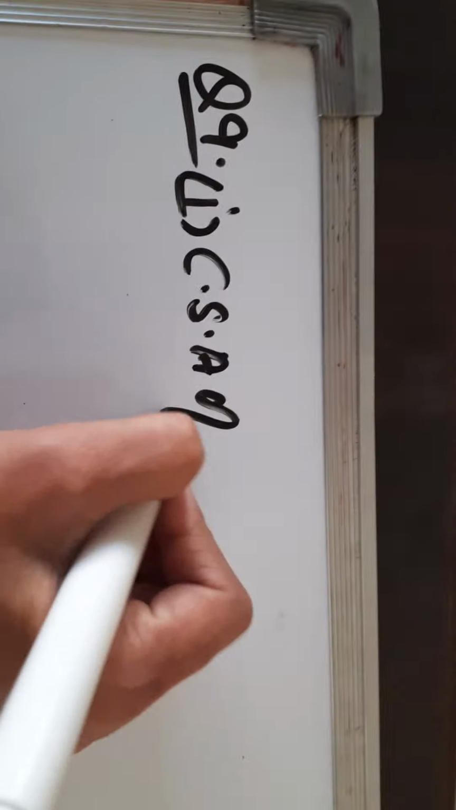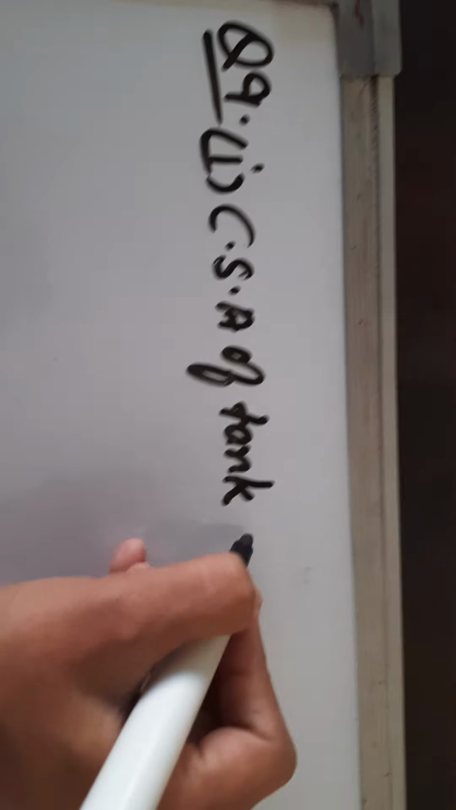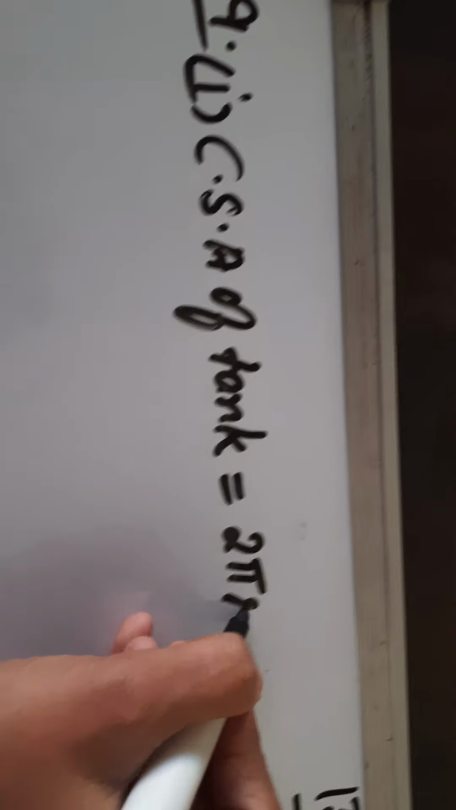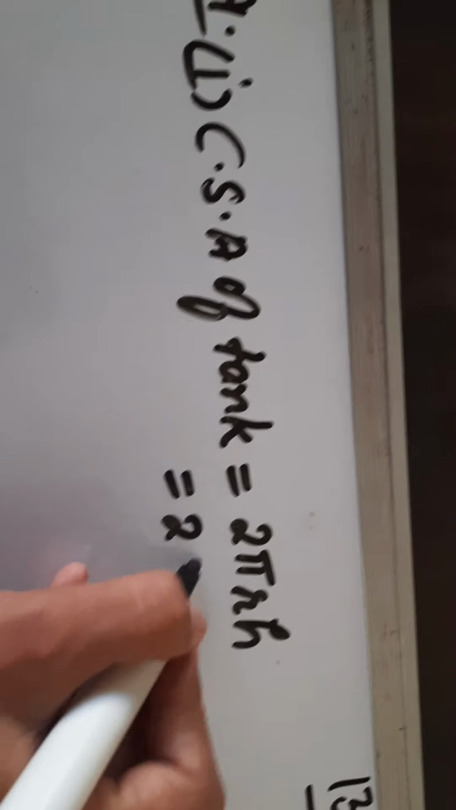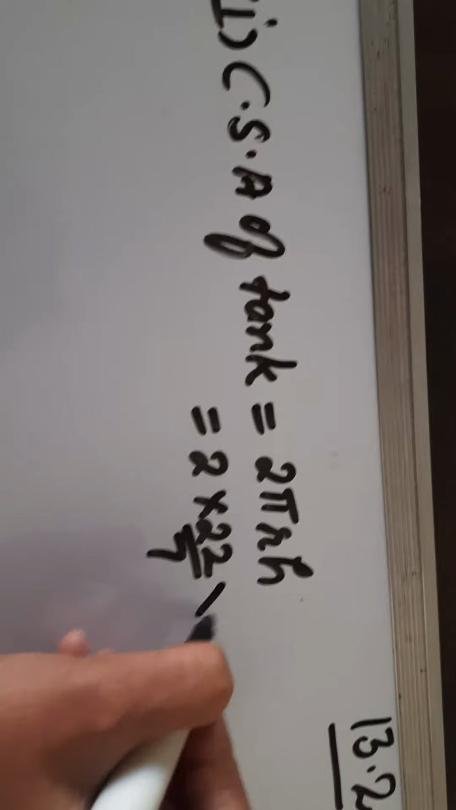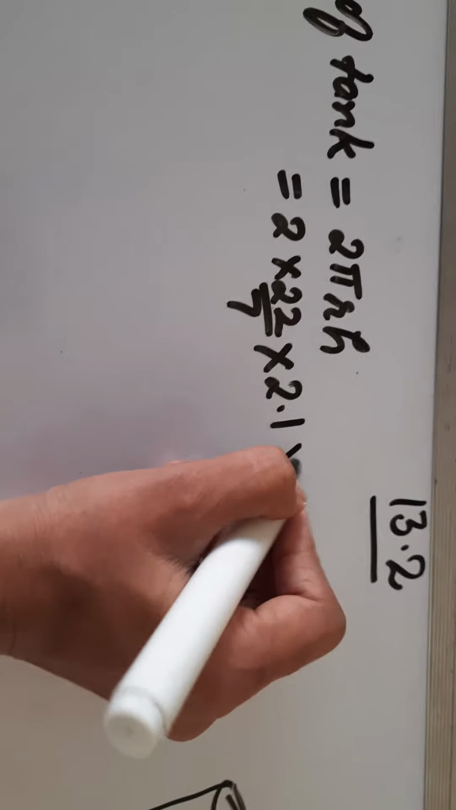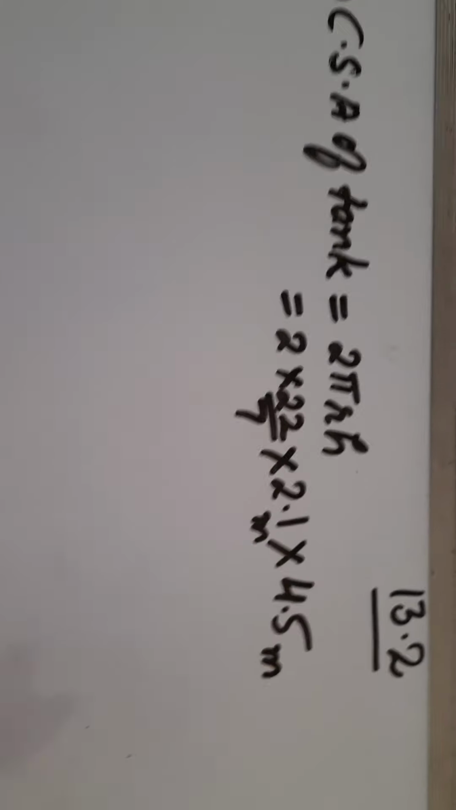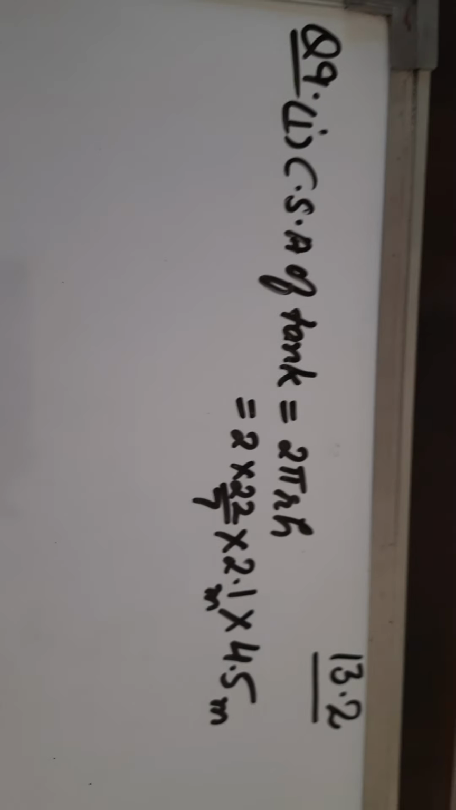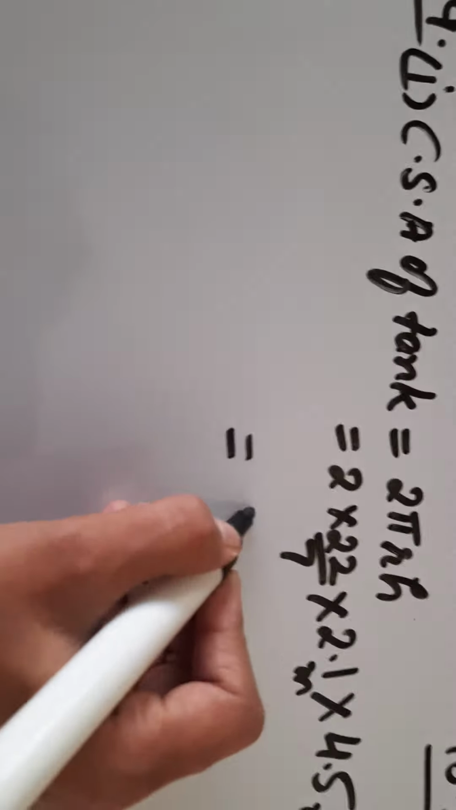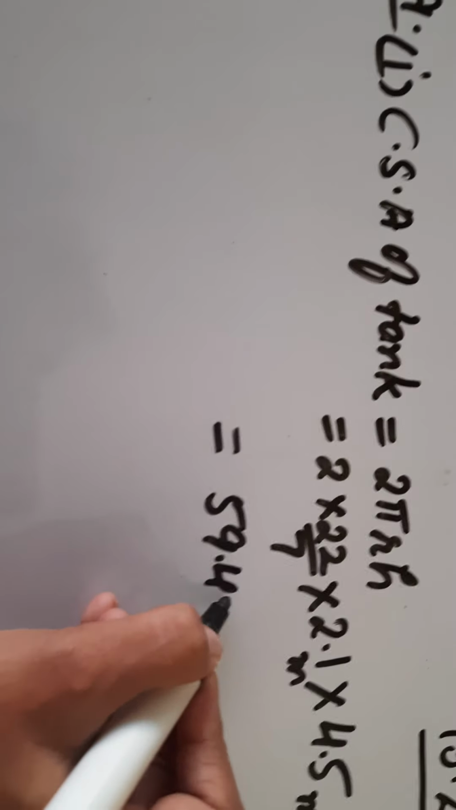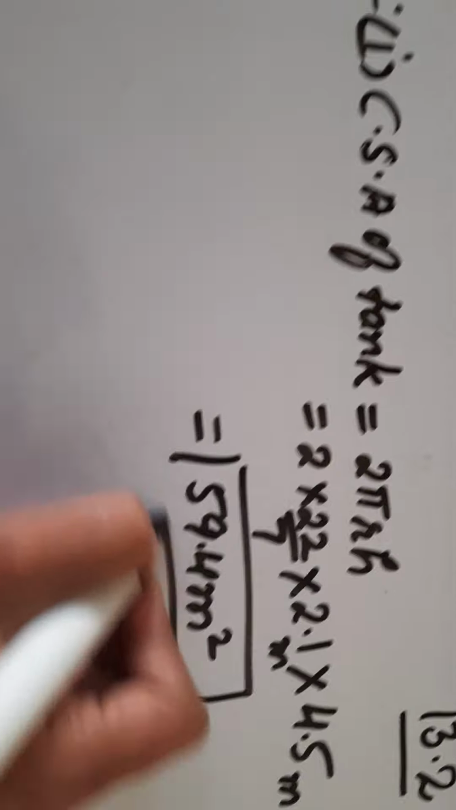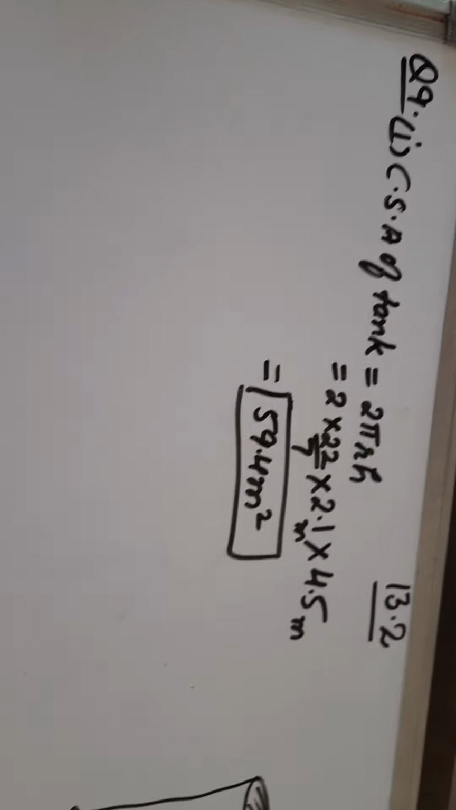So the curved surface area of this tank is, what is the formula? 2 pi r h. So let us put the values. 2 into 22/7, the radius is 2.1 meters, into the height, 4.5 meters. This is in meters, this is in meters. And when you solve it, the answer will be 59.4 meter square. So this is the first part of the question, to find out the curved surface area.